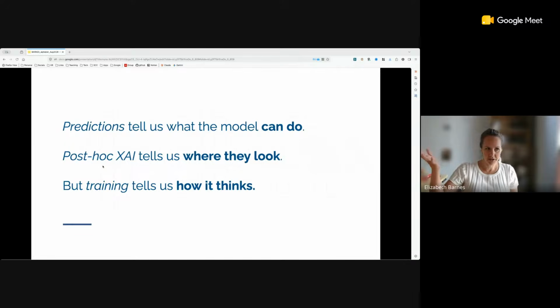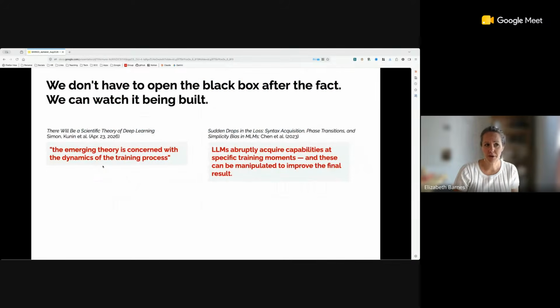So predictions, I started off talking about predictions. Predictions tell us what the model can do. And this post-hoc XAI can tell us where they look, right? A blob over the Northwest US. But training potentially tells us how they learn and how they think. And this is where our work is going. I found XAI to be really helpful, but at the end of the day, it just gives me a region of the globe and it says, I looked here, but it doesn't tell me how it looked or what information it was actually using or how it was using it.